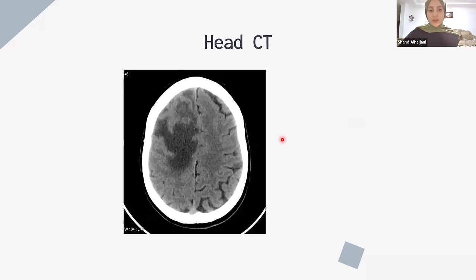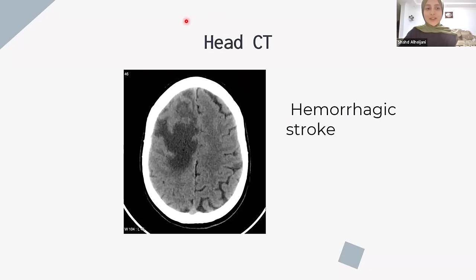For this case, do you think it's an ischemic or a hemorrhagic stroke? You can still tell the sulci, the gyri, you can tell the white matter, gray matter, or is everything weird? You got a hemorrhagic stroke? What do you guys think? Yes, it is a hemorrhagic stroke. So this is a hemorrhagic stroke.